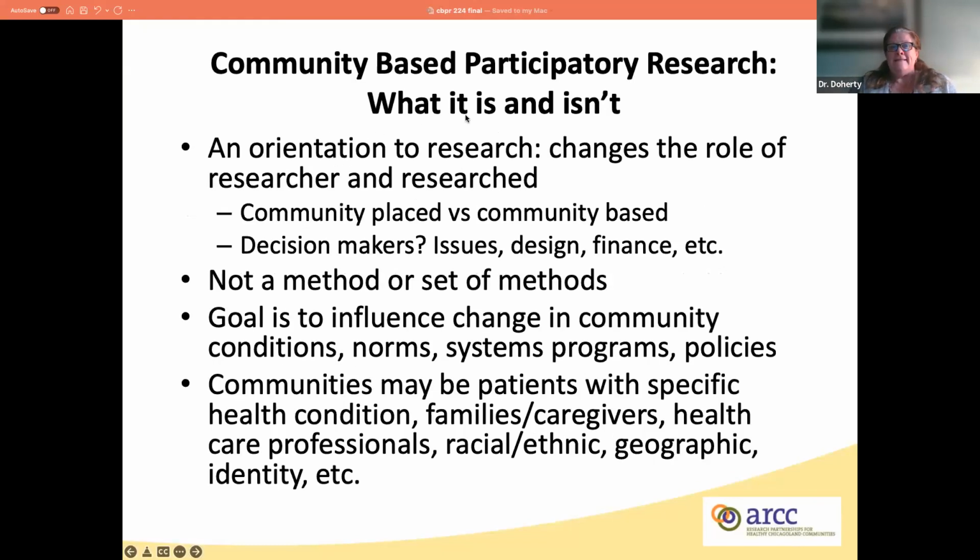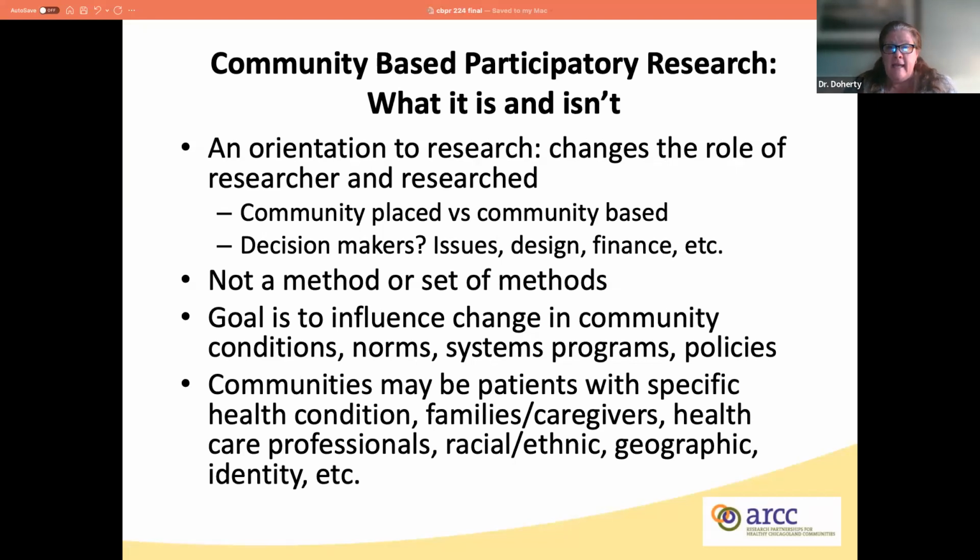So what is and what is not community-based participatory research? Community-based participatory research is an orientation to research. It changes the role of the researcher and the researched, excuse me. So we have community-placed versus community-based.